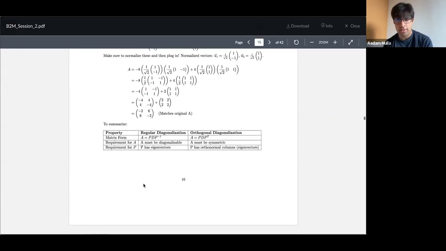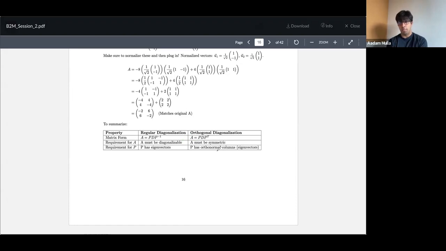For regular diagonalization, we're saying A has to equal PDP inverse. For orthogonal diagonalization, A equals PDP inverse, sure, but also A equals PDP transpose. Those are the same. To do regular diagonalization, A must be diagonalizable, which means AM equals GM for all eigenvalues. To do orthogonal diagonalization, A must be symmetric. So when they ask you to orthogonally diagonalize a matrix, the matrix they give you will always be symmetric. Otherwise, you can't do orthogonal diagonalization.